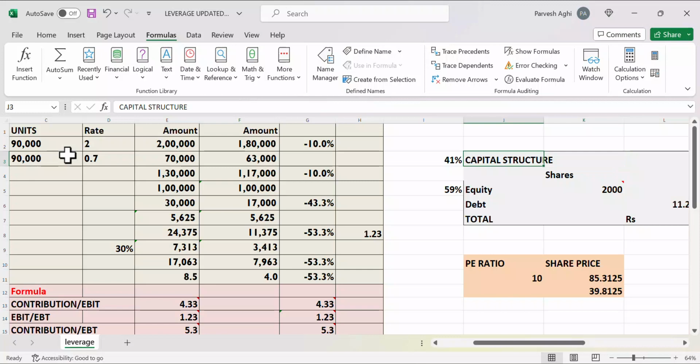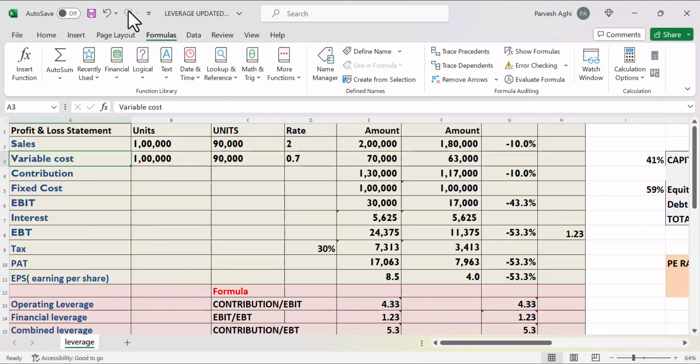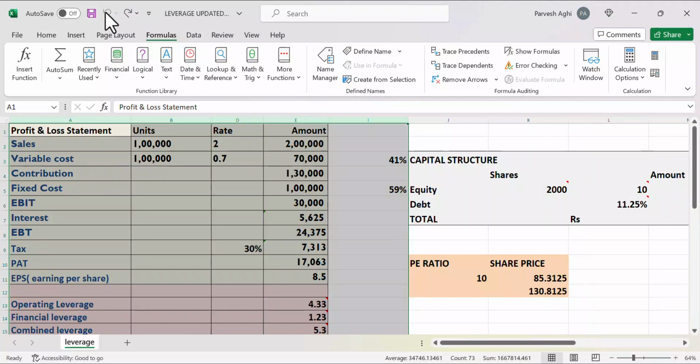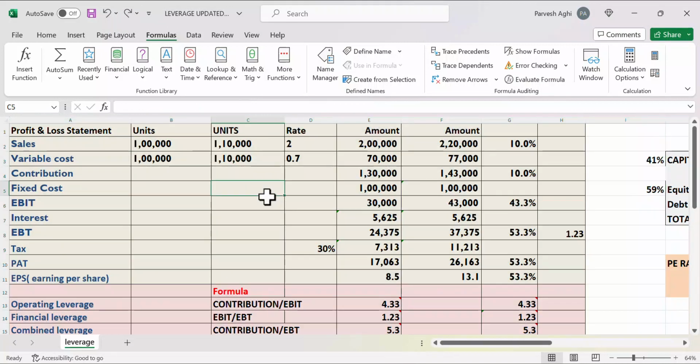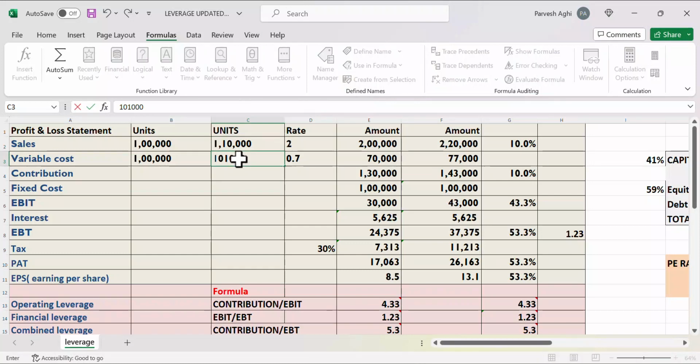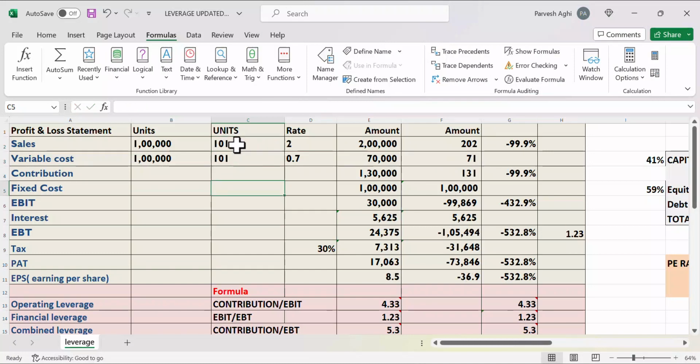So now let's come back to this. इसको थोड़ा सा उल्टा करते हैं वापस. Sorry. Okay. Now let's make it, for example, 1,01,000. ये ऊपर वाली फिगर को 1,01,000. जो ये वाली फिगर है 1,01,000. Okay, fine. So here what is happening?